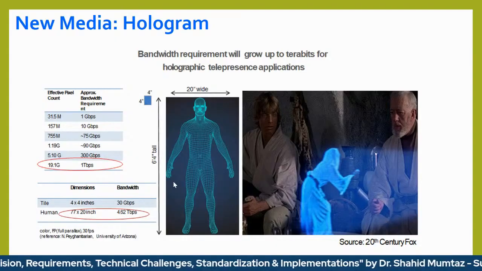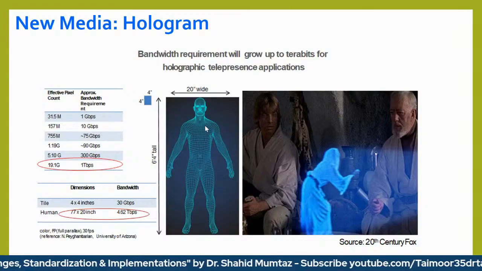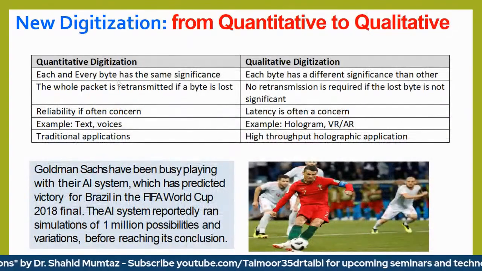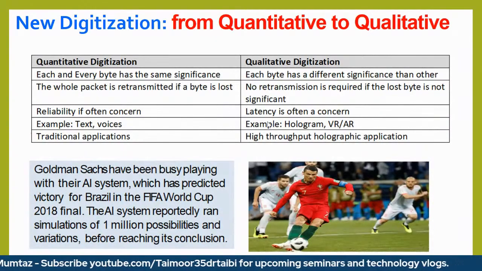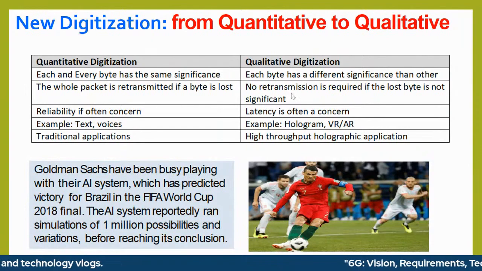Because you are doing it in 6D, and plus this guy can do the 6 things what a human can do, 6 senses, which I am going to explain in the next slide. So to send the image of a hologram over the internet, you have to come from quantitative digitalization to qualitative digitalization. What is that?